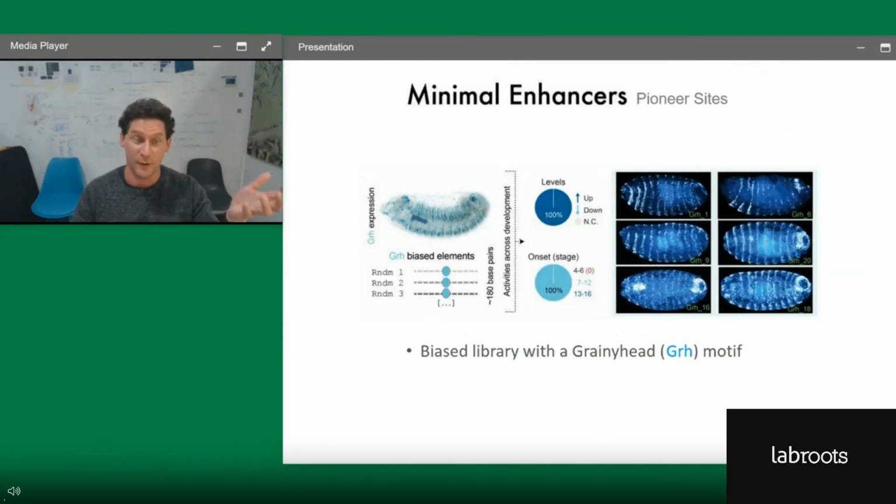And we can go even further with this. Another example is this grainy head one, which is expressed in the ectoderm. So we made another biased library. And what's really powerful about this for us is you get 100%, which is a very rare number to hit in biology, which tends to be a little bit messy. But 100% of these actually drove very nice expression, often in these stripy patterns throughout the developing embryo, exclusively in the ectoderm in this case, where it's normally expressed.